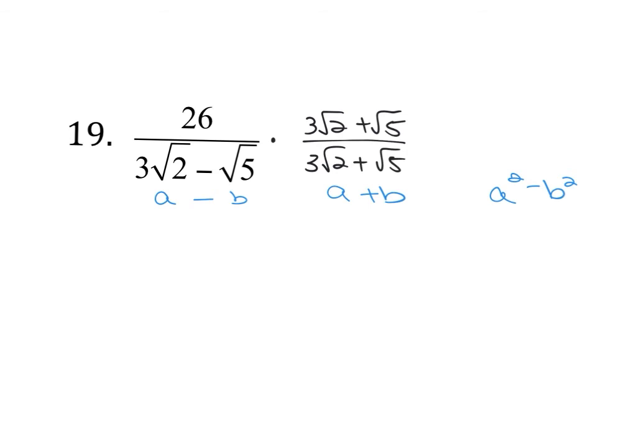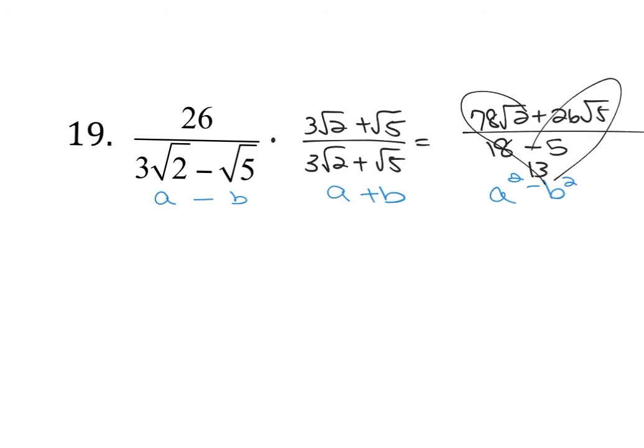So in the numerator, we will get 78 root 2 plus 26 root 5. In the denominator, I'm going to get 3 root 2 times 3 root 2 is 9 root 4, or 9 times 2, which is 18. Then I get positive 3 root 10, negative 3 root 10 cancels, and then negative root 25, which is just negative 5. That is my a squared minus b squared. Nice little shortcut there, which simplifies to 13. And then I do have some reducing that I can do. 78 divided by 13 is 6, so 6 root 2. And 26 divided by 13 is 2, so 2 root 5.